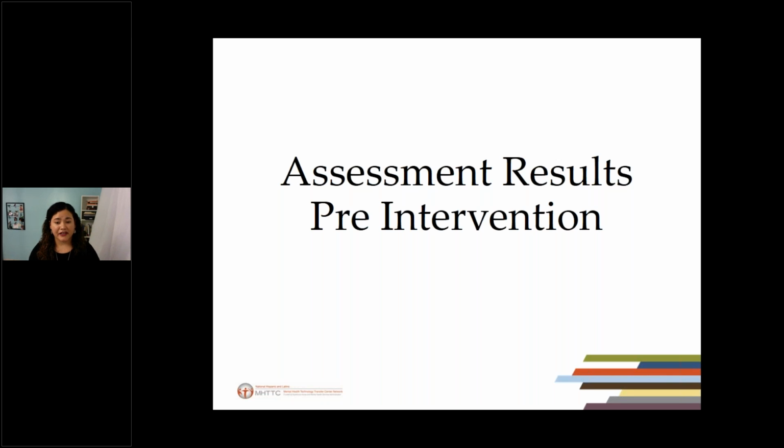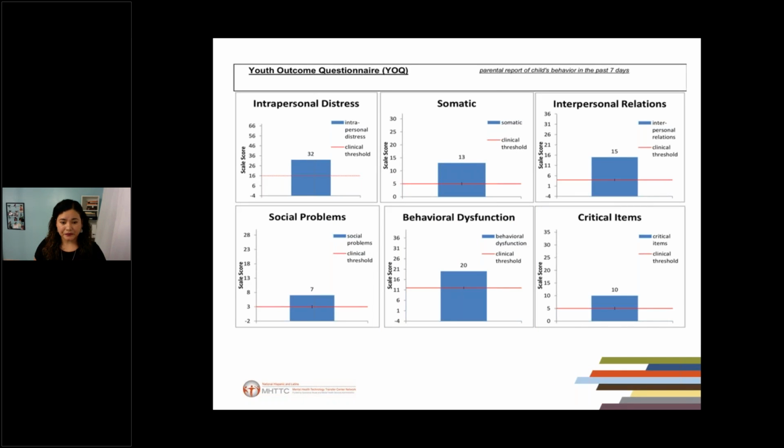One of the instruments that I used with this client was the Youth Outcome Questionnaire and the UCLA PTSD Reaction Index, just to explore the symptoms that she was presenting. We can go to the next slide, and you can observe the threshold and also how high she was experiencing those symptoms.